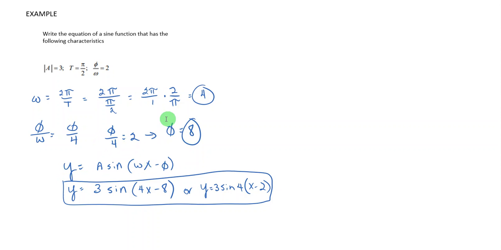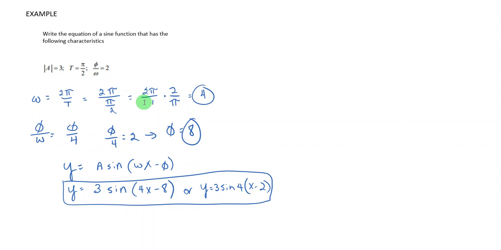So now I have phi is 8, W is 4, and A is 3. So if I put it in this form, 3 goes in for A, 4 goes in for W, 8 is there. Or you could factor out the 4, and it could be written this way. So you may have to go backwards and write the equation given the characteristics.